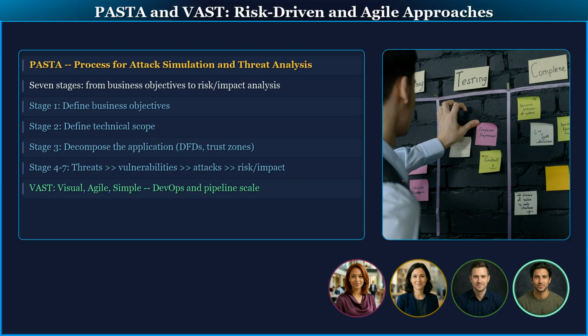For exam purposes, know the key differentiators. STRIDE is category-based and engineer-facing. PASTA is risk-quantified and business-aligned. VAST is agile native and pipeline integrated. The exam often presents a scenario and asks which methodology best fits. Map the scenario to those differentiators.